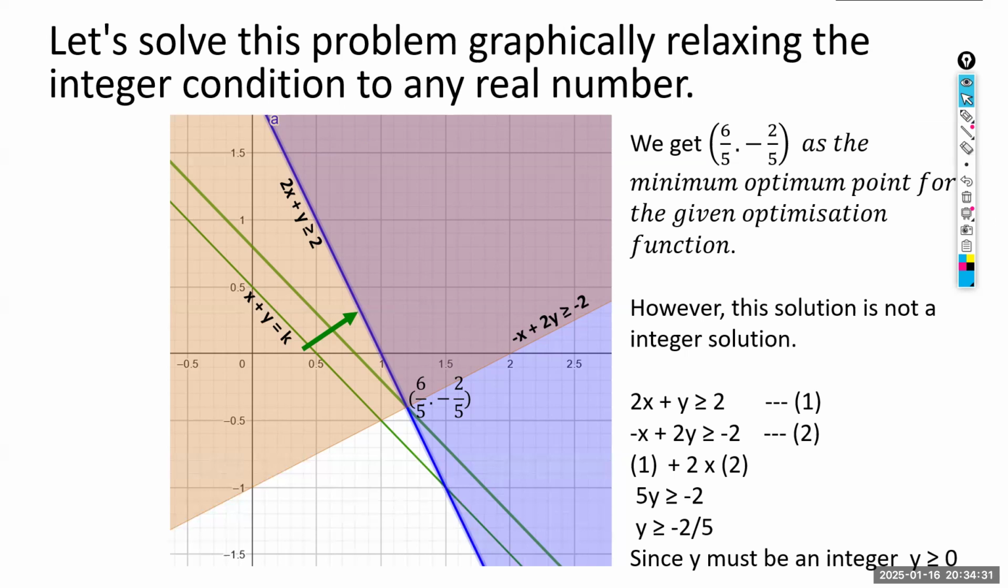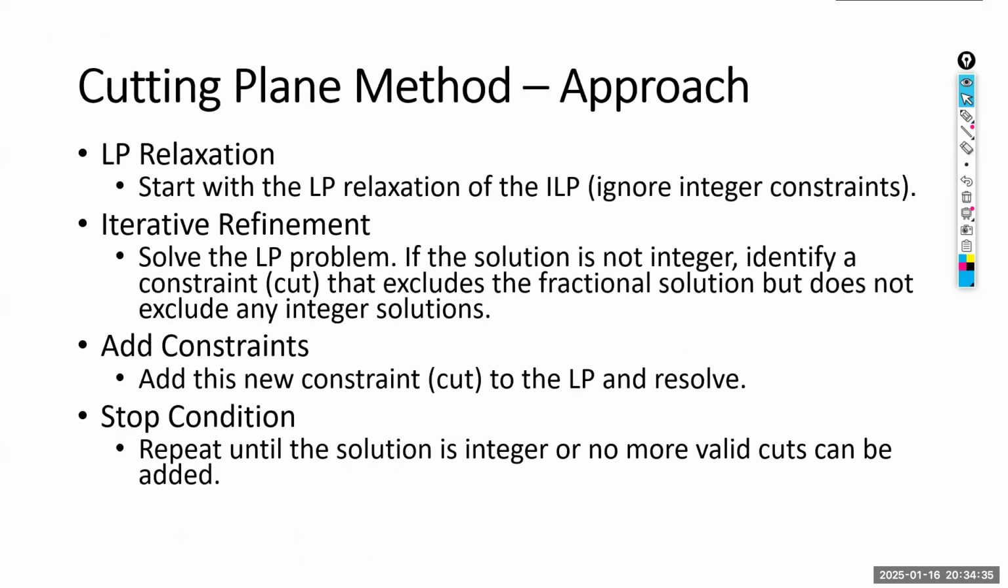So now what we want to do is add some additional constraints. So that is the idea, right? So remember, solve the LP problem. If the solution is not integer, identify a constraint or cut that excludes the fractional solutions. So that means add more constraints. This is a little bit arbitrary. That is why this is not very formal.